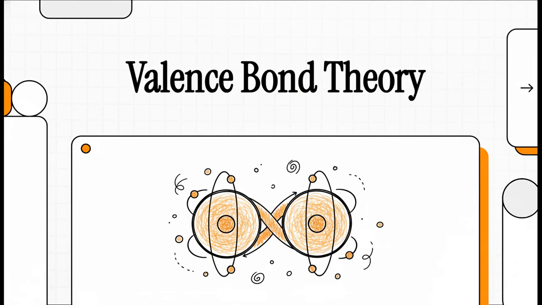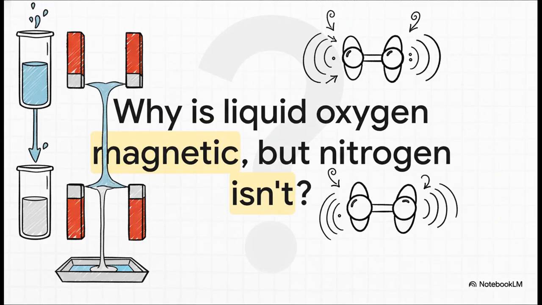All right, let's get right into it. When you look around, everything you see, everything you are, is all held together by invisible connections between tiny atoms. It's incredible. Today, we're going to pull back the curtain on how those connections actually happen with something called valence bond theory. But first, check this out.